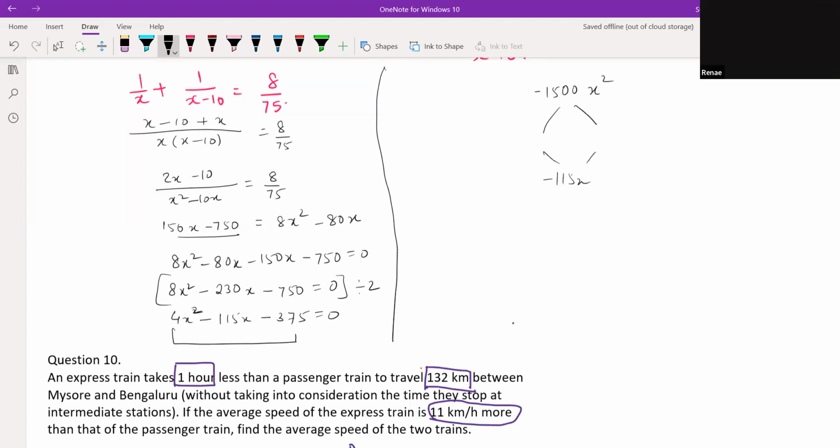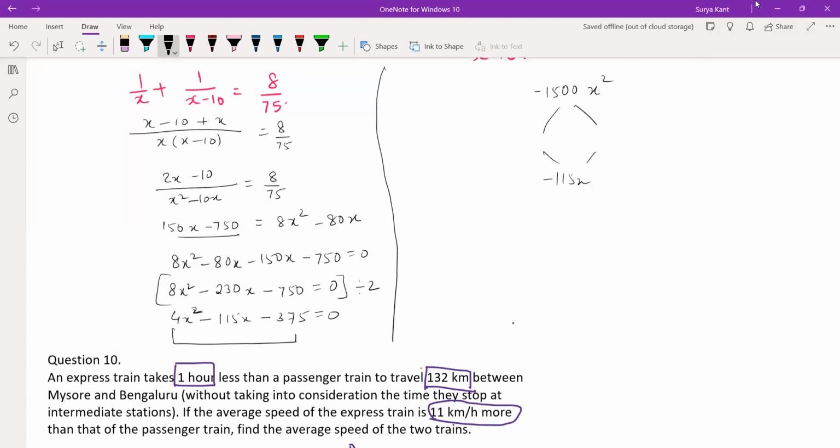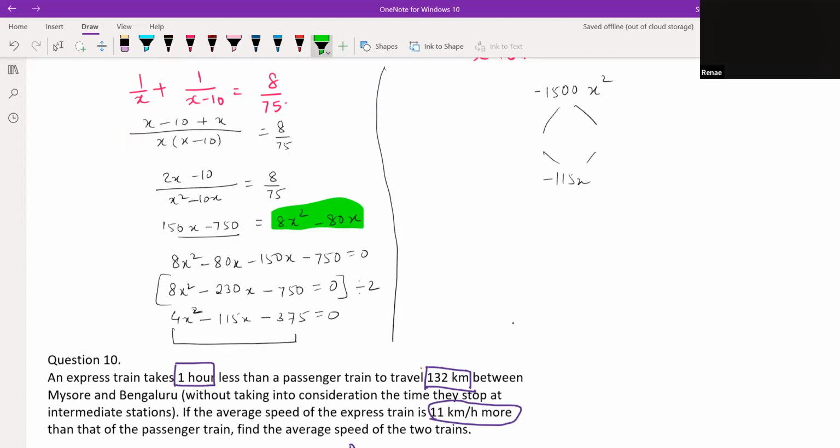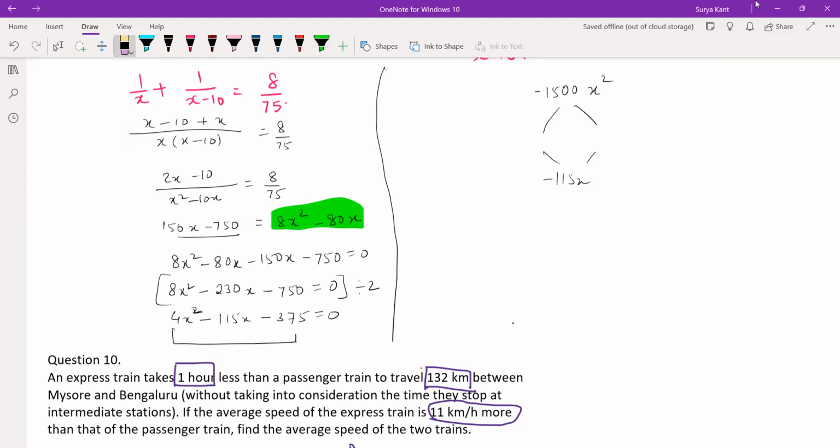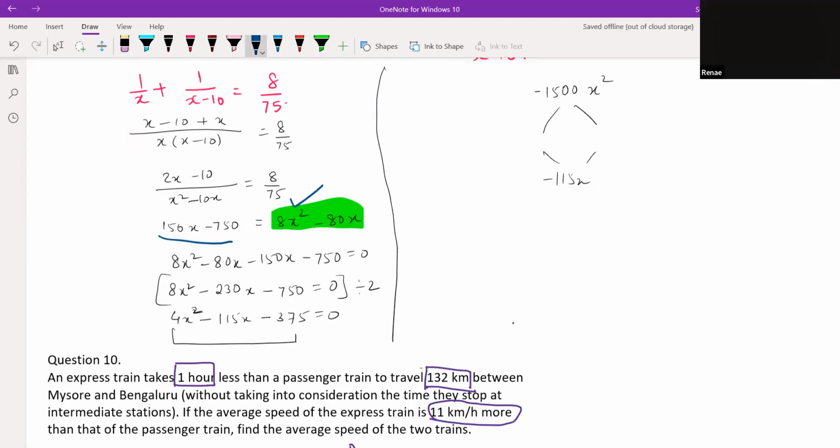Sir, if you bring 8x square minus 80x to the other side, wouldn't it be minus 8x square plus 80x? Yeah, if you take it to the other side, the sign will change. You can do that, no problem. But what we generally do is prefer that the x square coefficient is positive. That's why we're bringing this to the right hand side. Okay, sir.